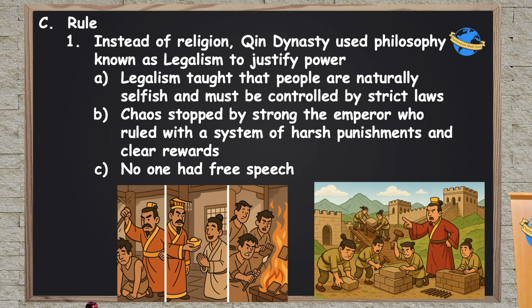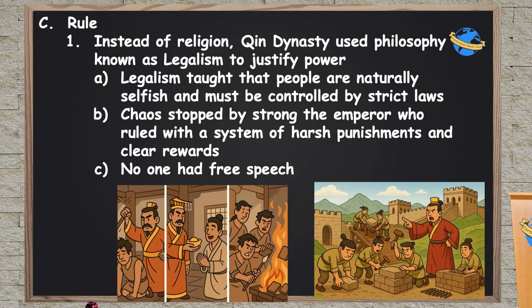So the legalist philosophy said that people are naturally selfish and bad, and they need to be controlled by strict laws, otherwise chaos will run supreme. The way you stop chaos is you give all the power to an emperor to do whatever they want to keep people under control, and you would do this through a system of harsh punishments and very clear rewards. The legalist philosophy left no room for dispute, no room for criticizing the government. So there's no free speech.